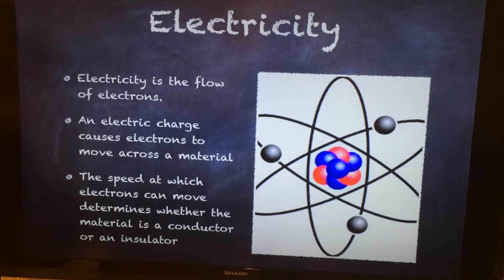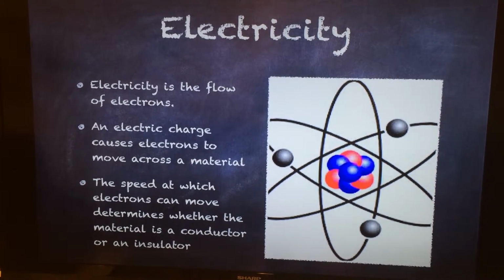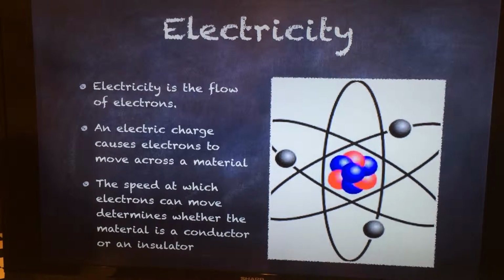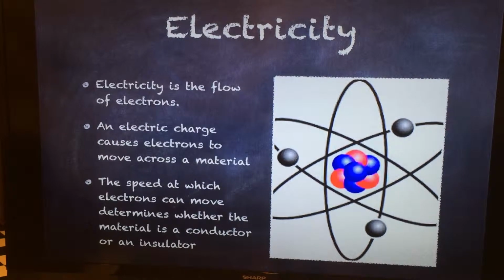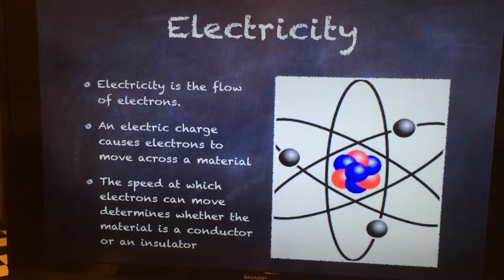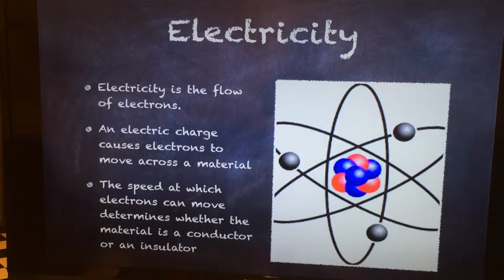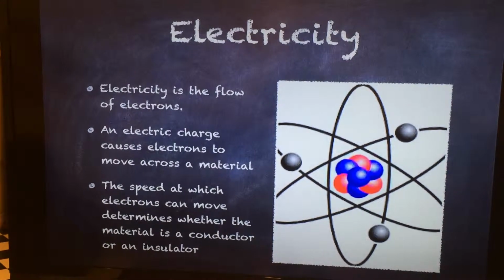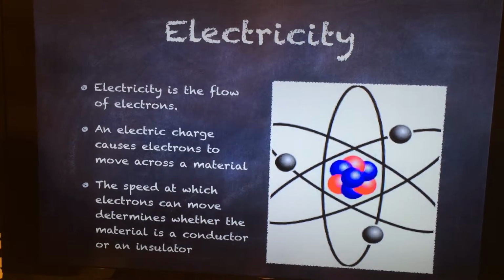What exactly is electricity? Electricity is simply the flow of electrons. An electric charge causes electrons to move across a material. In this diagram, these are the electrons. They circulate in orbits around the nucleus. The speed at which electrons can move determines whether the material is what we call a conductor or an insulator.